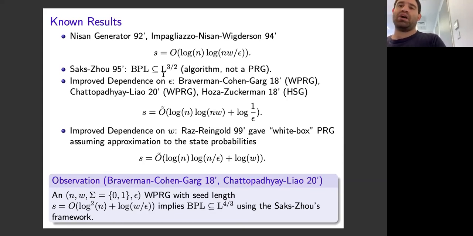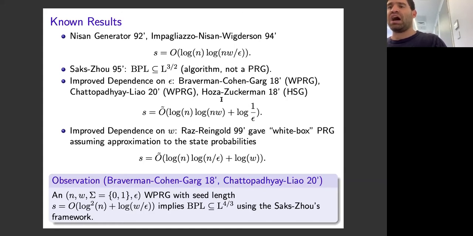Okay, we also have, due to a recent line of work initiated by Braverman, Cohen, and Garg, a weighted PRG with improved dependence on the epsilon. You can see that this is the seed length that they gave. This O tilde means that they are hiding log factors, but you can see that this is similar to the INW, but now the log 1 over epsilon is not multiplied by log n, as it is in the INW or Nisan generator. So we have improved dependence in this error term.